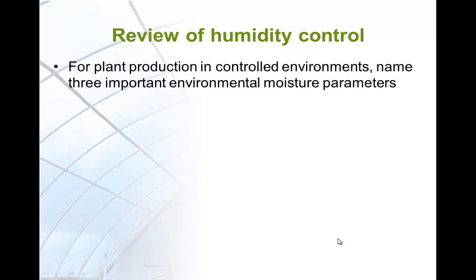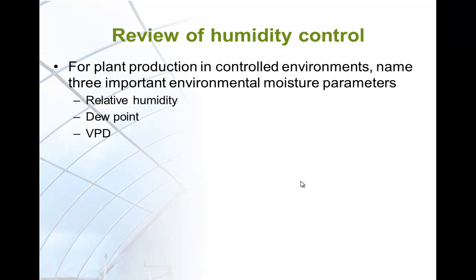Let us use some exercises to review the humidity control discussion we have had so far. First, for plant production in controlled environments, name 3 important environmental moisture parameters. What are some of the moisture parameters we have discussed so far? Relative humidity, dew point, and vapor pressure deficit.